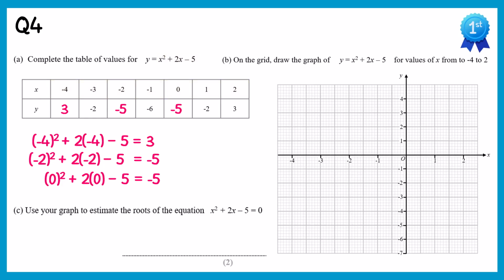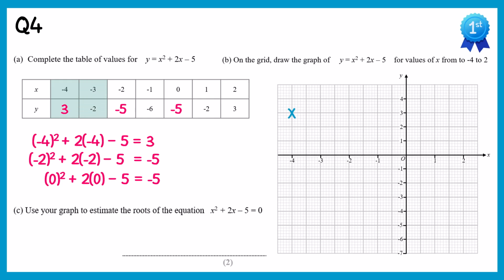In part B of the question, we need to draw the graph. To do this, we're going to take each pair of x and y values and plot them as coordinates. So the first pair is when x is negative 4 and y is 3. This is the coordinate negative 4, 3, which goes here.